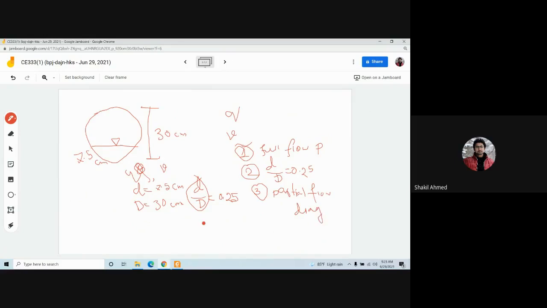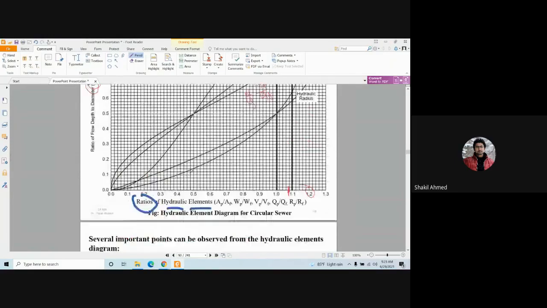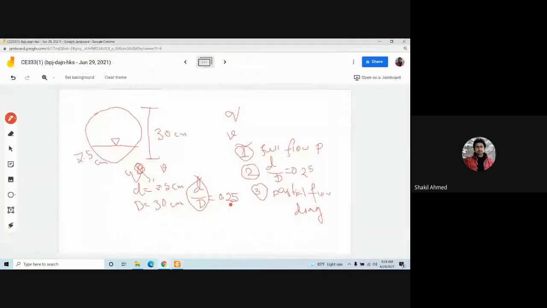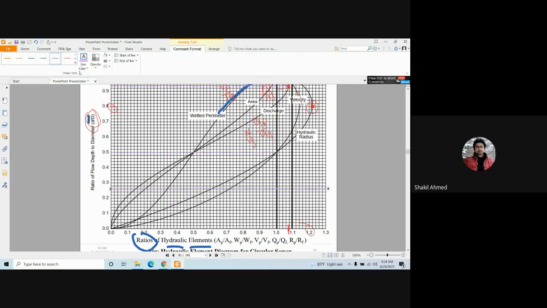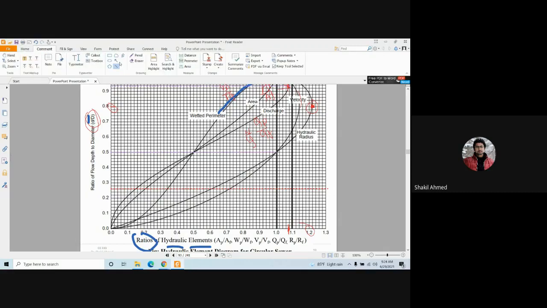You need to go to the partial flow diagram. Go there. Now look at this. What is your d by D, guys? 0.25, right? Let's look at 0.25. Why 0.25? Because it is between 0.2 and 0.3, so 0.25 will be here. Am I right? Now what do you need to know? You need to know the discharge, right? So let's see. Where is discharge? This is the discharge graph, right?